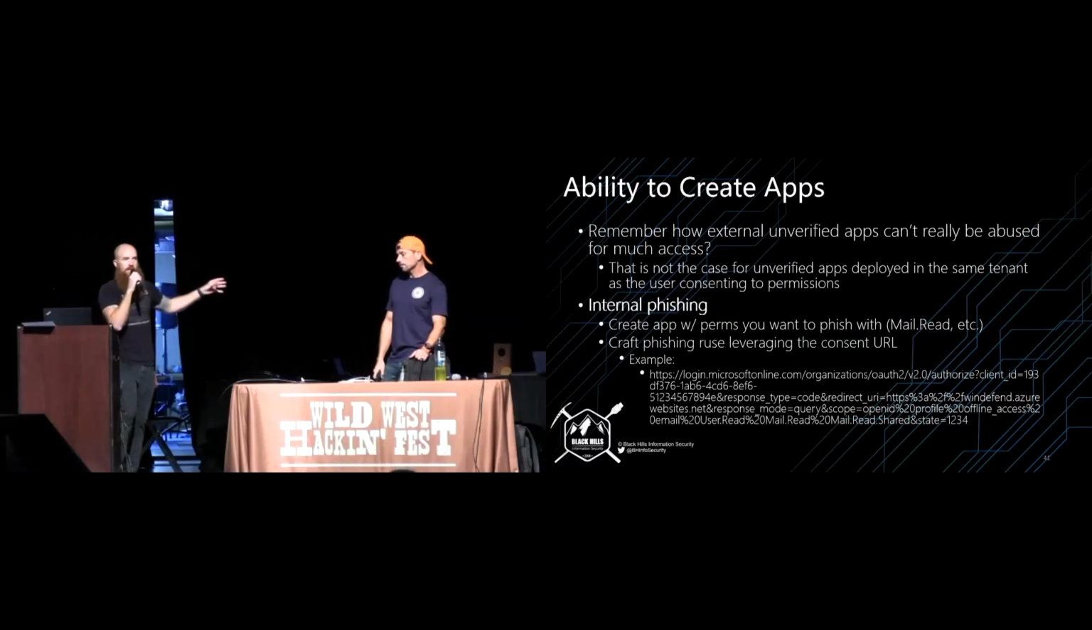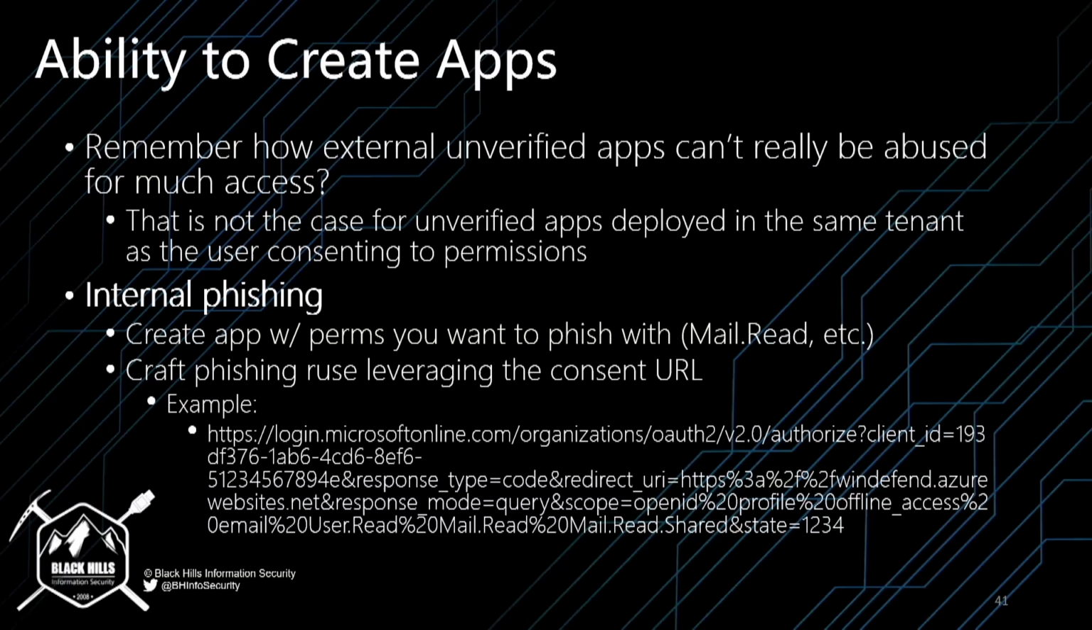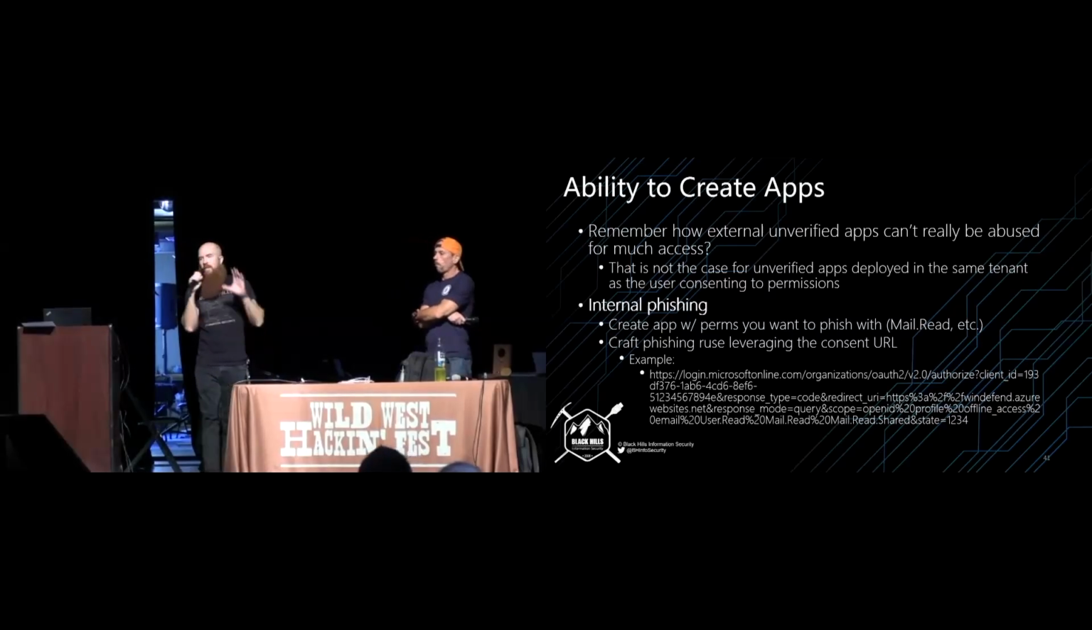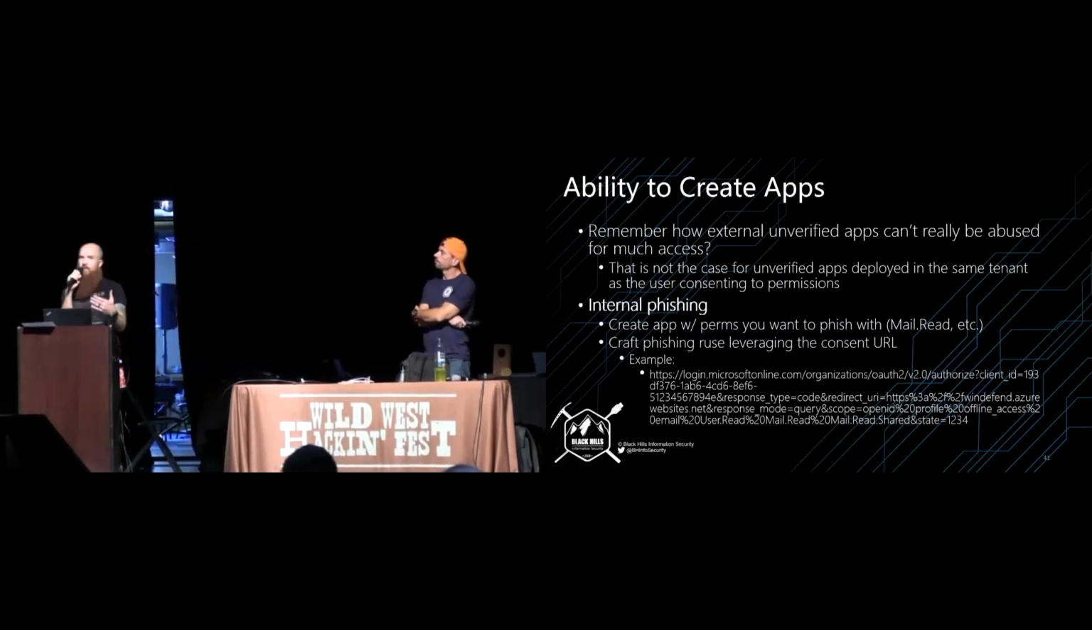So you remember a couple slides back, I was talking about how external unverified apps can't really be abused much anymore, right? Well, what about internal apps? I just showed you how we could deploy an app for persistence, right? What if we deployed an app just like that and we scoped it to Mail.Read, to read somebody's email? It turns out that within a tenant, you actually can still consent to other more permissive actions. Think of this scenario, right? We already phished somebody, maybe with a session stealing type attack, right?